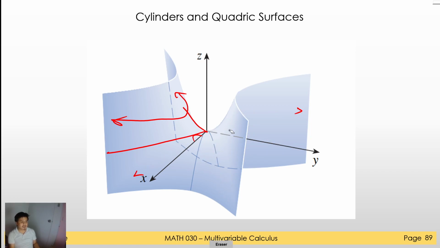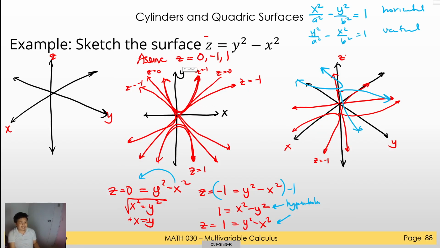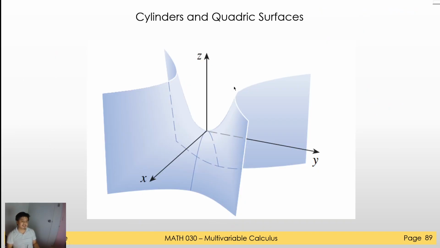We can do this as well, not only limited to the assumption for z. You can also assume for y or for x. You can draw this differently. So that's it for this example. The drawing is this.